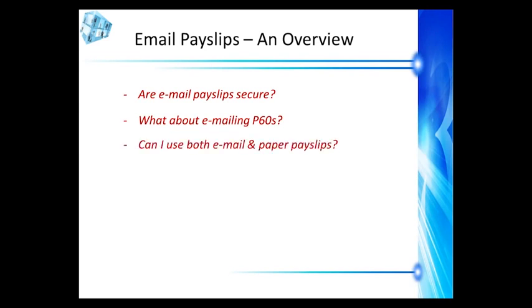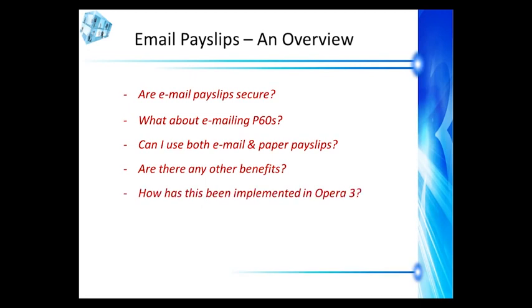Over the next 10 minutes or so, I'm going to introduce you to the concept of email payslips and answer questions such as, if we're sending payslips by email, are they secure? What about P60s? Can they be emailed? If some employees do not have an email address, what happens then? Can I still send them paper payslips? Are there other benefits to both employers and employees by using email payslips? And how has this been implemented within Opera 3?